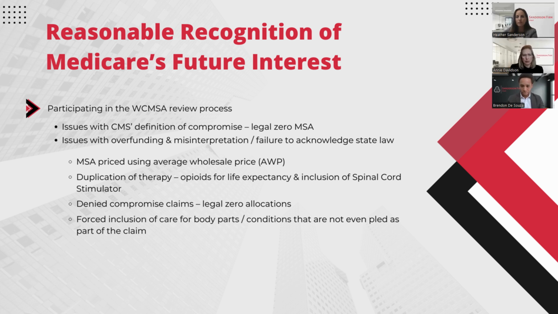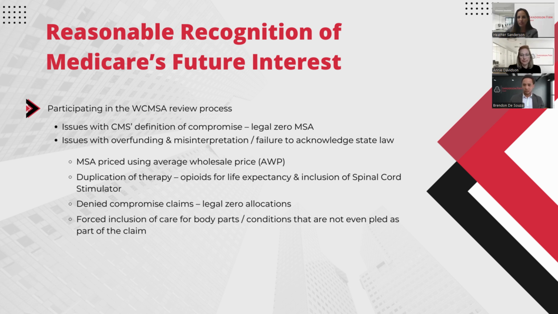So there are some issues with that reasonable recognition, right? You're using AWP, which some people say ain't what's paid. I think Mark Pugh out there says that. Duplicative therapy, right? If you're on opioids, the doctor then just recommends that this individual undergo a spinal cord stimulator trial. If you submit that MSA as is, opioids are going in, plus that, psych eval, that trial, the actual implantation, all of the reprogramming, all of that. So you start to see these issues. I won't walk through all of these, but that's really our goal, right, is that reasonable recognition.